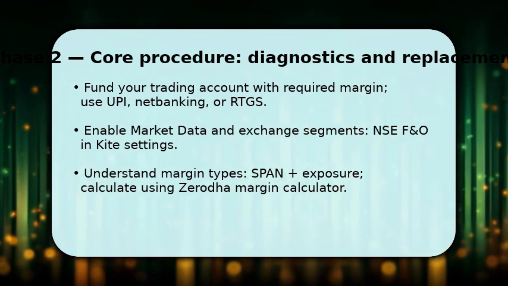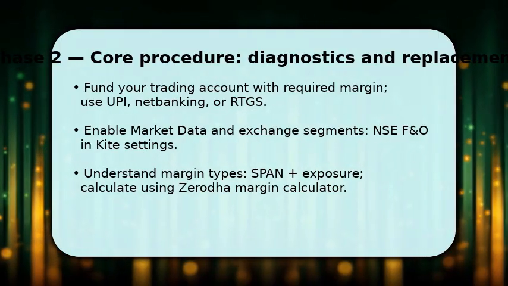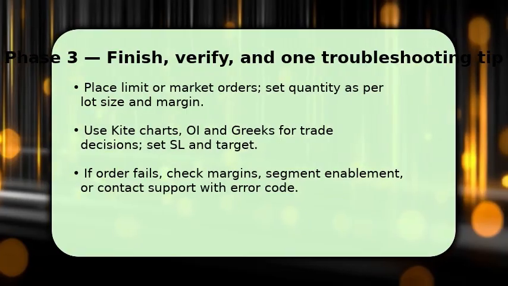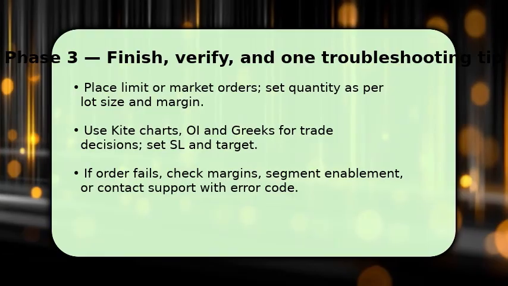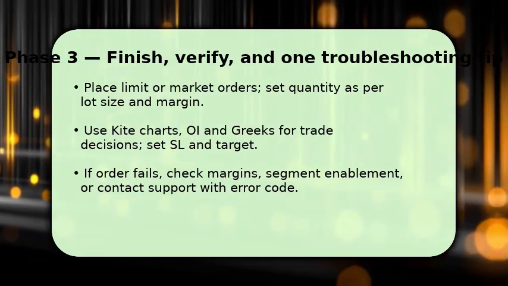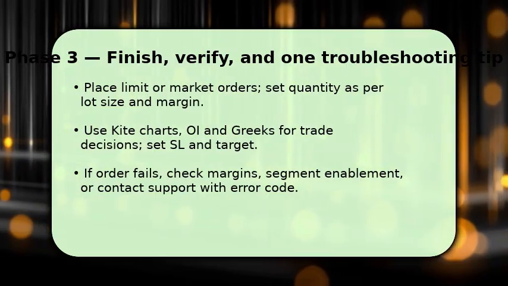Choose an expiry, strike, and buy, and now you can place live option trades. Select the option chain in Kite, pick expiry and strike, and place a buy or sell using limit or market orders. Ensure quantity matches lot size. Use charts, open interest, and Greeks to refine entries and always set stop loss and target levels.